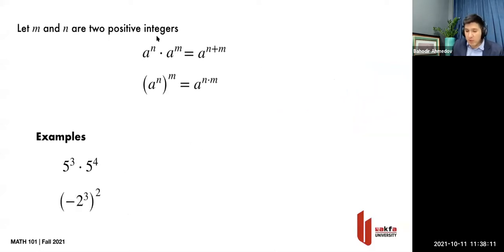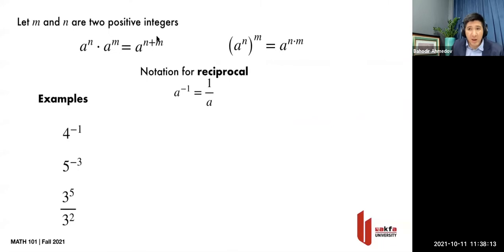These two laws are really important, and they're going to be the basis of a new formula, which enables us to find the negative powers of numbers. In order to do this, we are going to introduce a new notation of reciprocal. Could you please write this down? It's a very important notation. There is no such word in Uzbek or in Russian, reciprocal, which is in English.